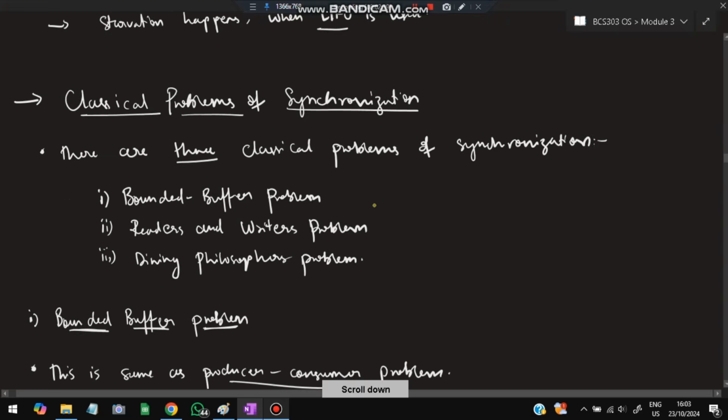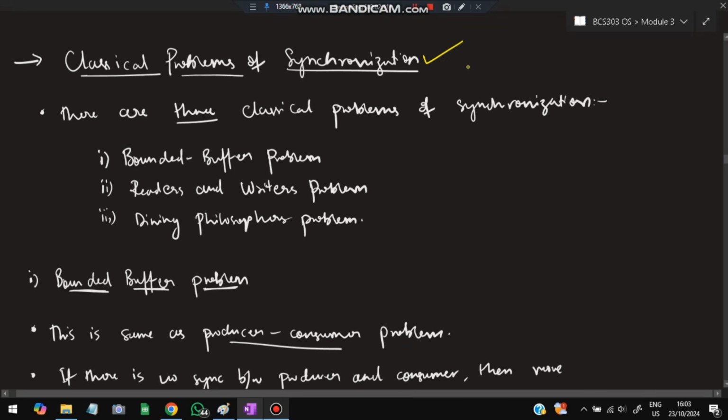Okay, let's discuss the classical problems in synchronization. There are three types of classical problems in synchronization. First is the bounded buffer problem.